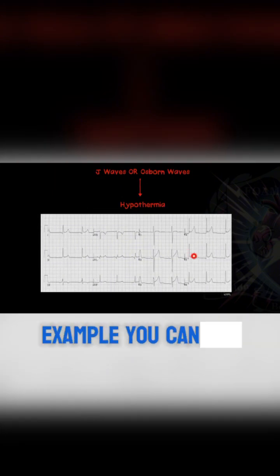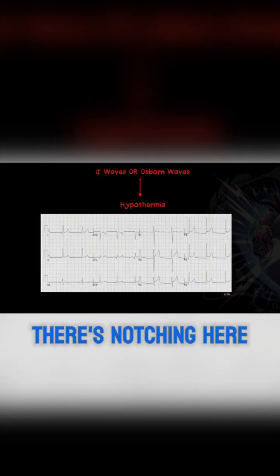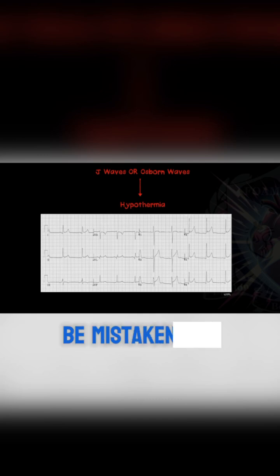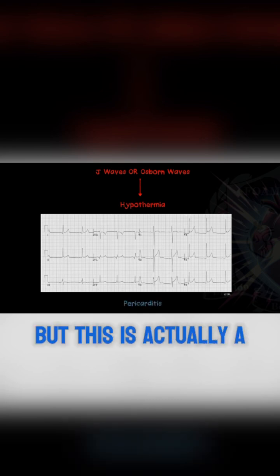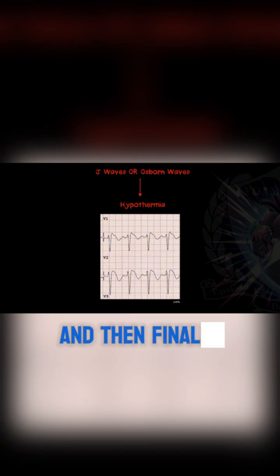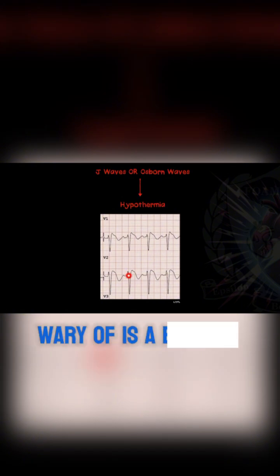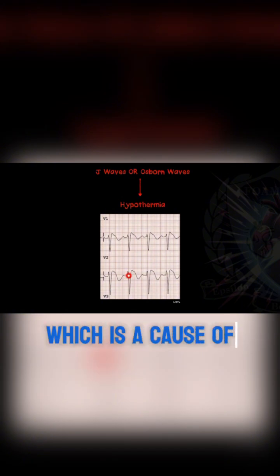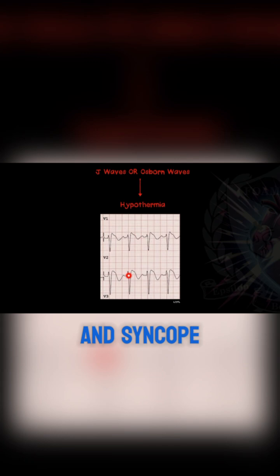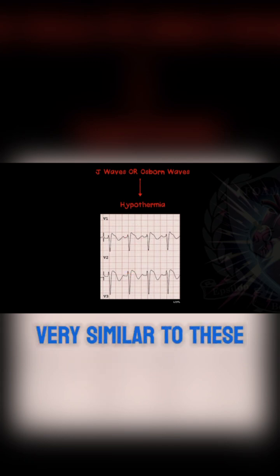Another common example, you can see here, there's notching throughout, and this could easily be mistaken for somebody who has just a slight drop in their core temperature, but this is actually a pericarditis situation. And then finally, another example to be wary of is a Brugada pattern, which is a cause of sudden cardiac death and syncope, and this also looks very similar to these Osborne waves.